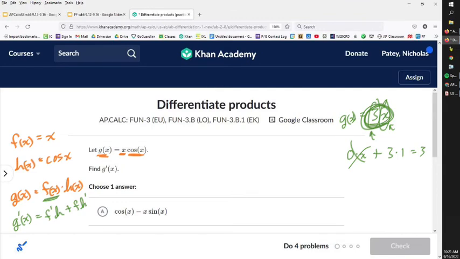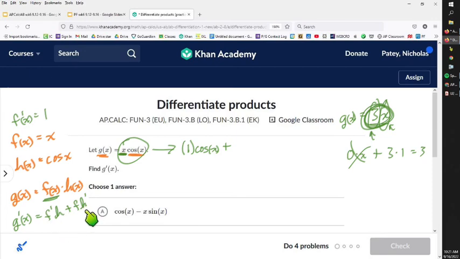So when I do this, I'm going to take the derivative of x. What is the derivative of x? So f prime of x equals 1. All right, so that's 1. So we would have 1, and then we multiply it times the other function, plus. So that was this first part right here. We did f prime times h.